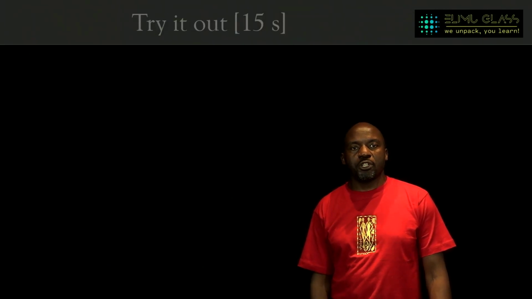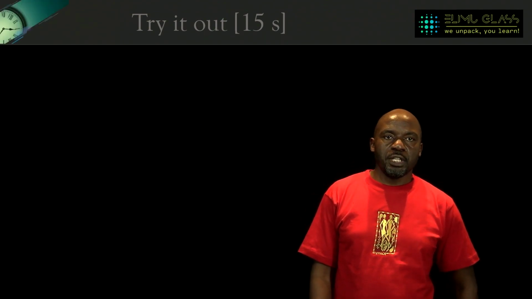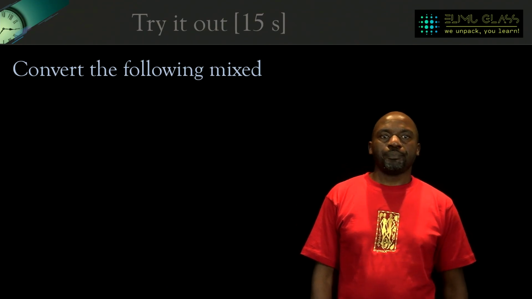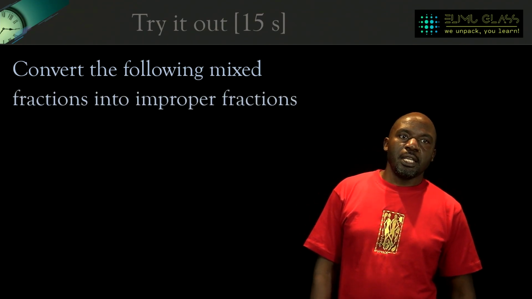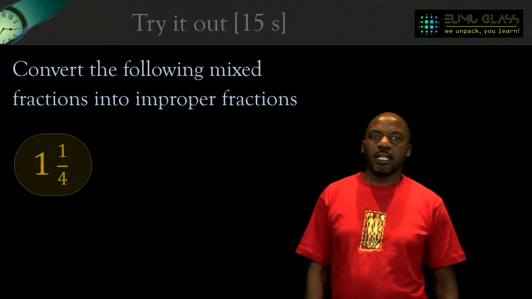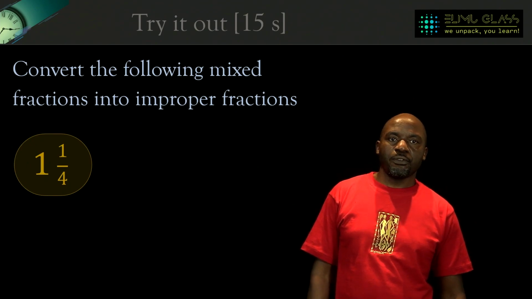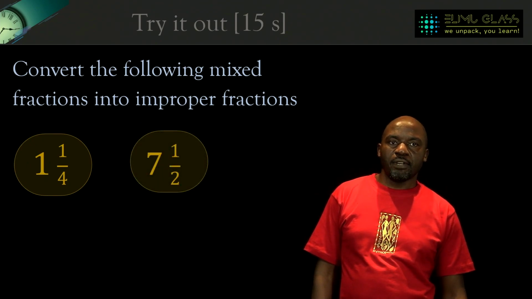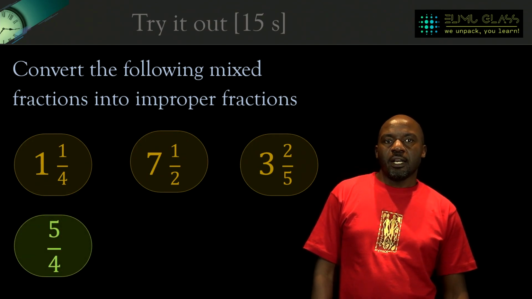Now here are some questions for you to try out. What you will want to do is to just pause the video and try them out. Convert the following mixed fractions into improper fractions. All right. So here is 1 and 1 over 4. Here's another one, 7 and a half. 3 and 2 over 5.